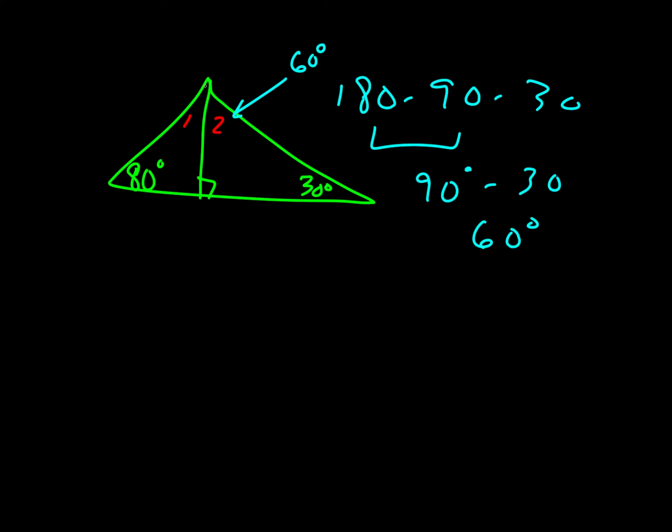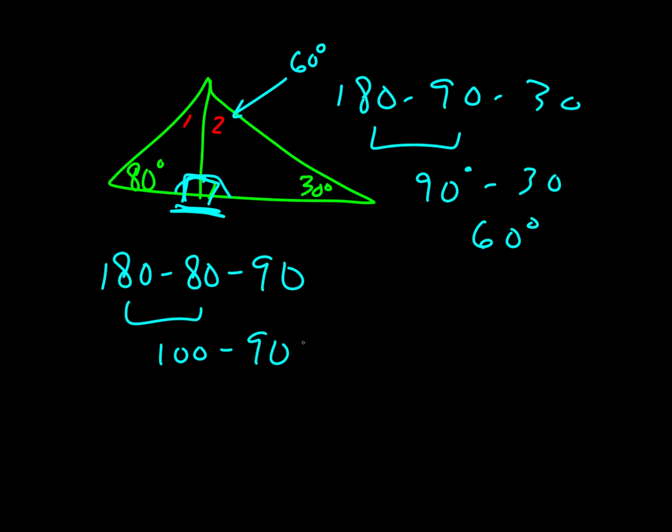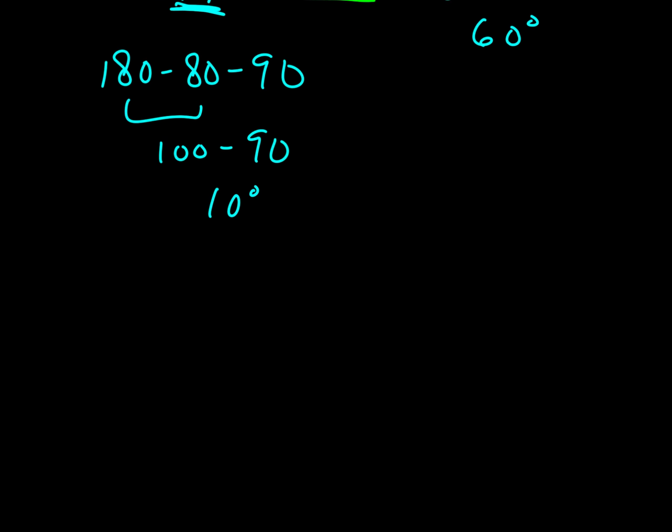Okay. Now, because we have a linear pair right here, this angle needs to add up to 180. So if this is 90, this is also 90. And so we can do 180 minus 80 minus 90. So that's going to be 100 minus 90, which is 10. So angle number 1 is 10 degrees. Okay.